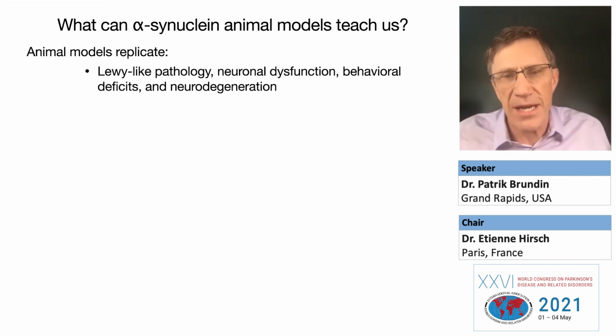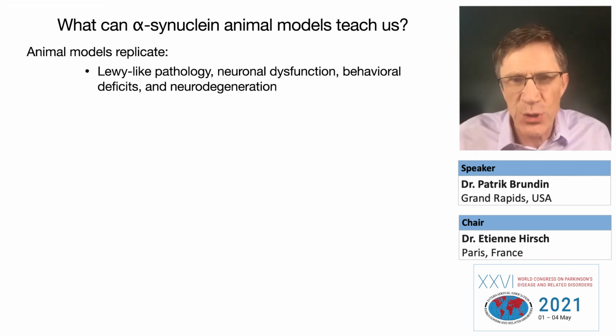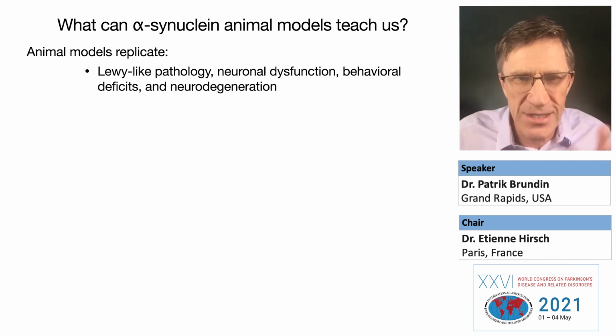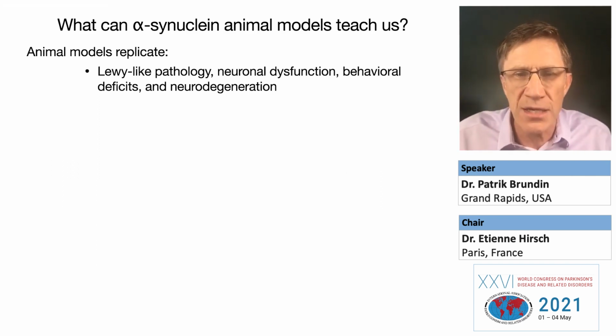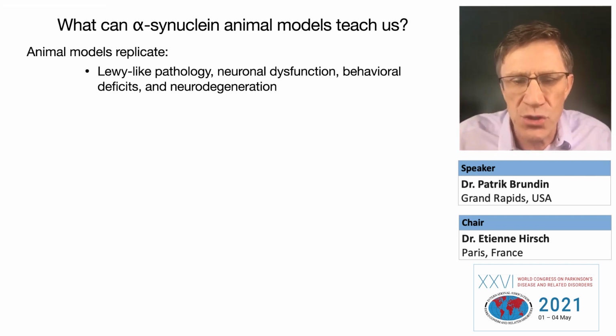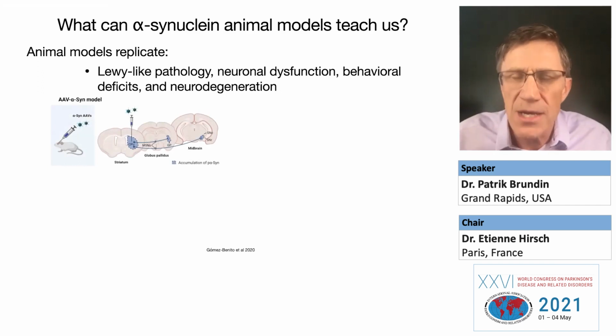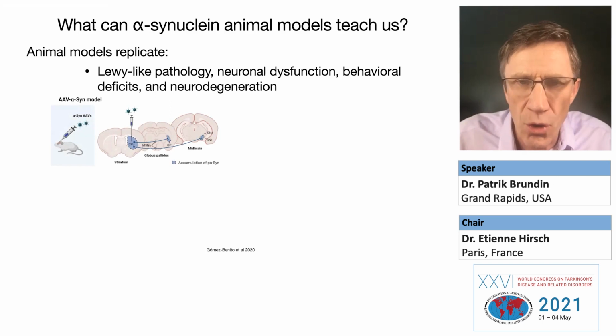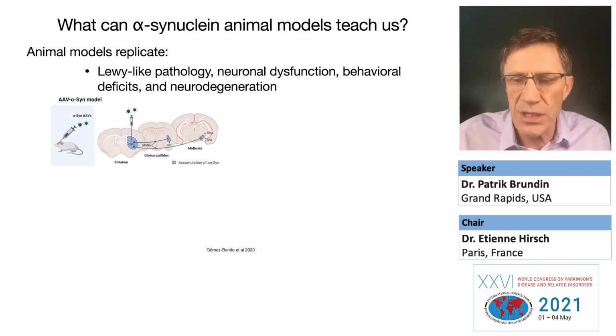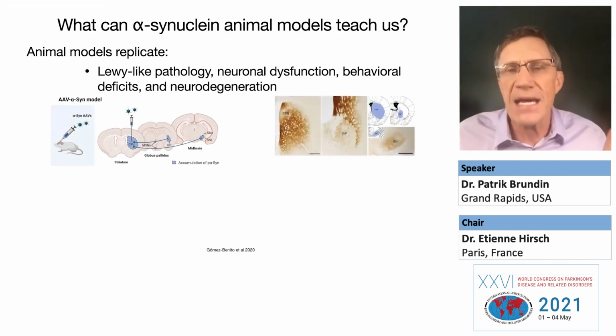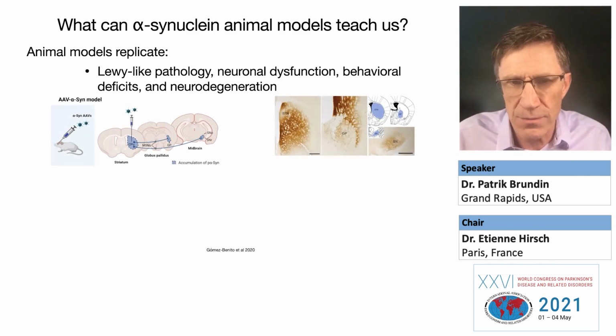And there are many types of animal models that have been generated over the years, lots of transgenic mice, over 30 different strains, I think. But I just want to focus on two types of animal models. One is using a viral vector to overexpress protein, either the normal wild-type protein or the mutant protein. And in those cases, you get massive aggregate formation. Here it's done in the nigrostriatal system.